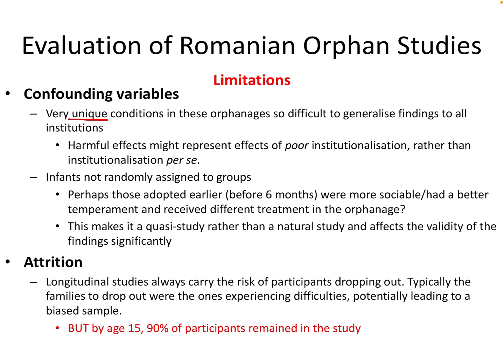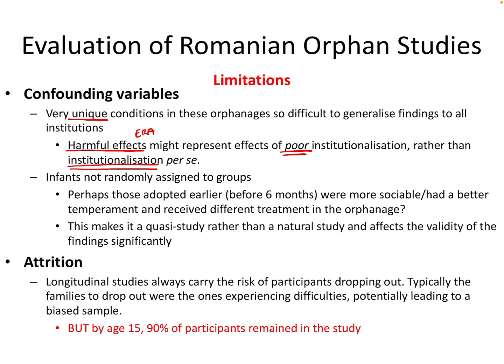So the conditions in these orphanages are very, very different to the conditions in other orphanages, like hospitals or orphanages in the UK. So the harmful effects that we might see in the Romanian orphan studies, in Rutter's ERA study, might actually represent the effects of poor institutionalisation rather than institutionalisation per se. So it might be difficult for us to generalise these findings to other institutionalisation settings.